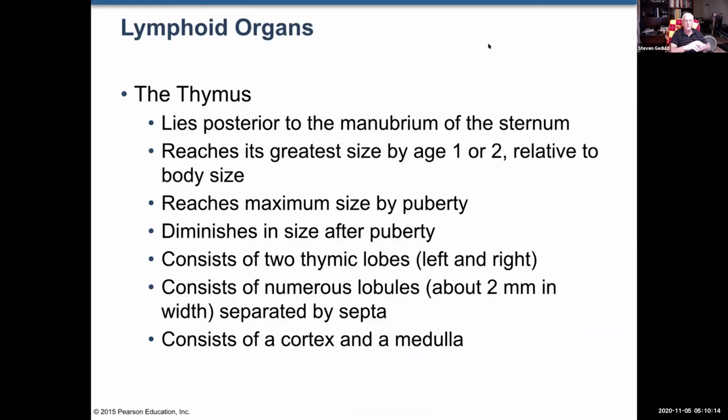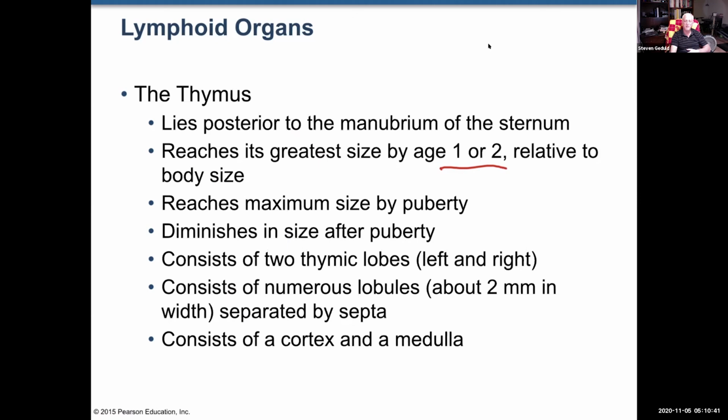The thymus. Remember where the thymus sits? Not by the thyroid gland, but just below it and inferior to it. The thymus is posterior to the manubrium of the sternum. Remember, your thyroid is anterior to it. Your thymus is posterior to it. Its greatest size is reached by age 1 or 2. That's when it reaches maximum size, before puberty. It diminishes in size after puberty.